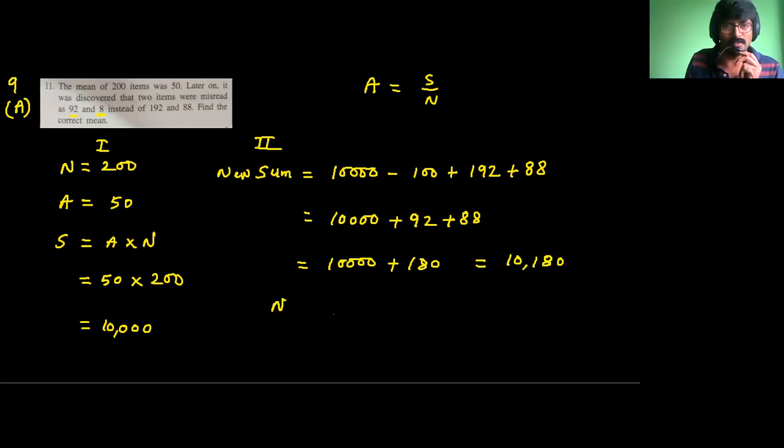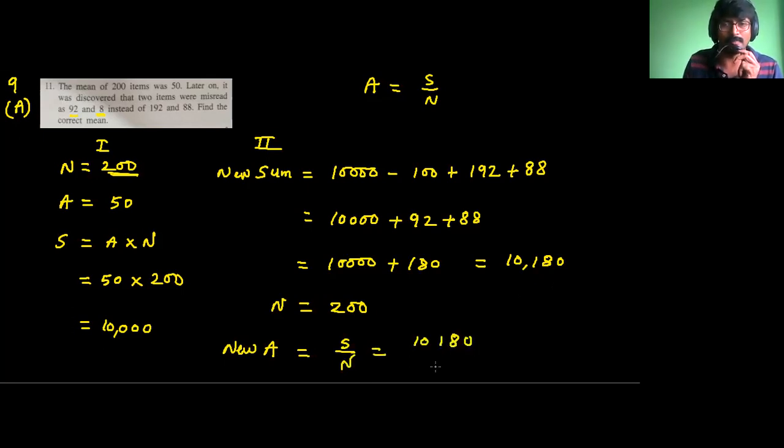By the way, the number will remain 200 only. There were 200 observations, isn't it? So the number is 200 only. So what will be the new average? The new average is S upon N. What is the new sum?